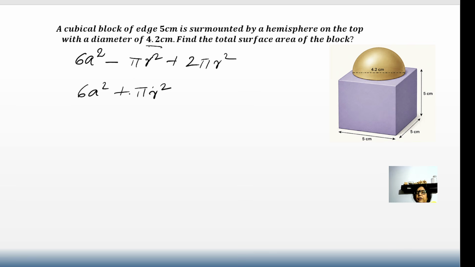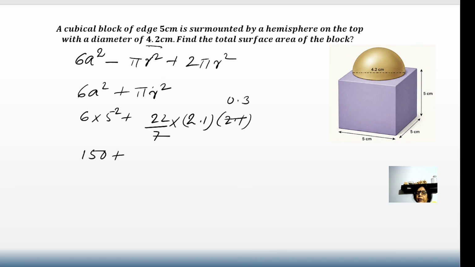Now after simplification of the formula, we'll plug in the values, that is 6 into 5 square plus 22 by 7 into r square, where r will be 2.1 into 2.1. Diameter is 4.2, so radius will be 2.1. So this becomes equal to 25 into 6, that is 150. And 2.1 into 2.1 divided by 7 will give us 0.3. So 22 into this, 22 into 3 is 66, 22 into 6 is 132, so we'll get 0.63 here.